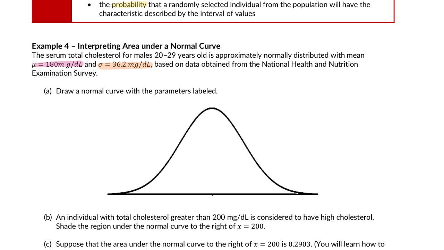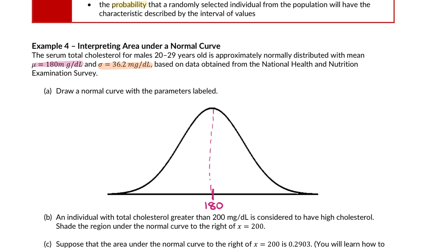Meaning, I want to know the value here at the peak. But that should always be the mean. So what number should I label right there? 180. For good measure, we'll put a little line that represents 180. If it's normally distributed, that means most males from 20 to 29 years old should have a cholesterol of 180.